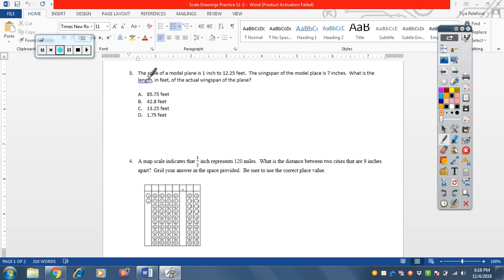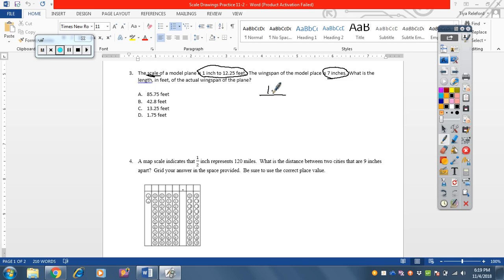Number 3, keyword is scale. Scale of a model plane is 1 inch to 12.25 feet. The wingspan of the model plane is 7 inches. What is the length in feet of the actual wingspan of the plane? I see scale, which tells me I'm either going to set up a proportion or I'm going to multiply. Does it give you a ratio or does it give you a scale factor? It gives you a ratio.